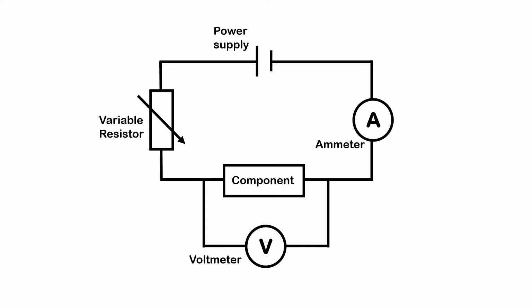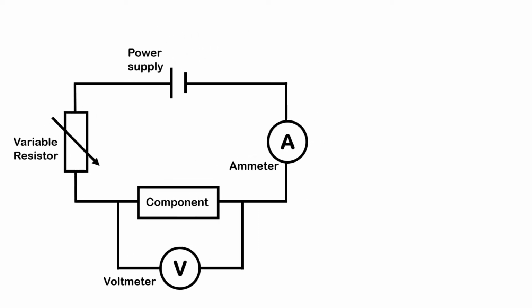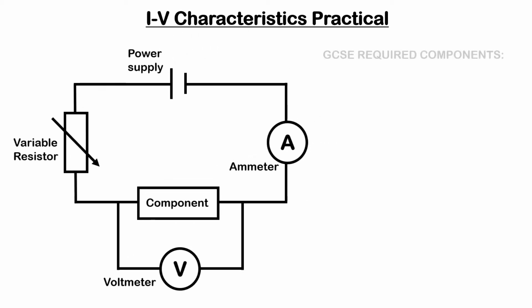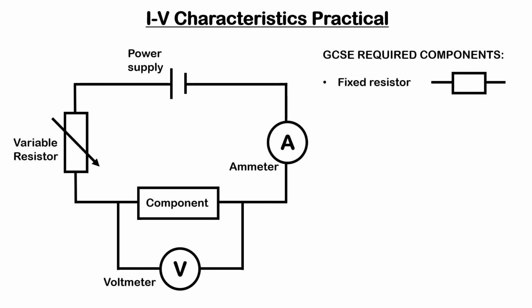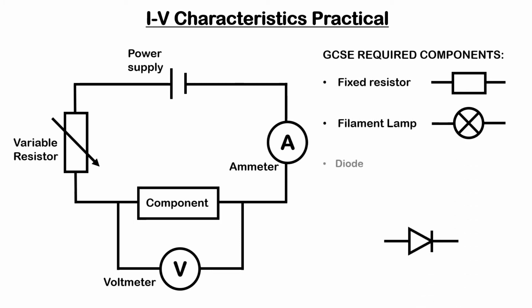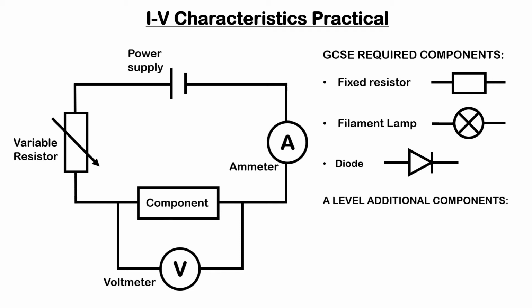The components you'll need to study for your GCSE exam and investigate as part of one of your required practicals are a fixed resistor, a filament lamp, and a semiconductor diode. A-level physics students should also take a look at the A-level extension to this topic, which also covers thermistors and light-dependent resistors.